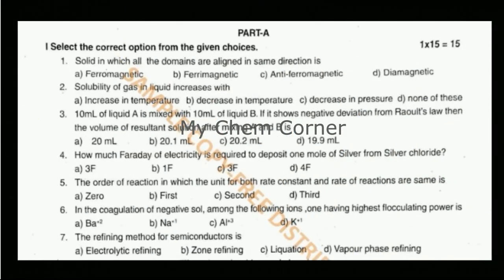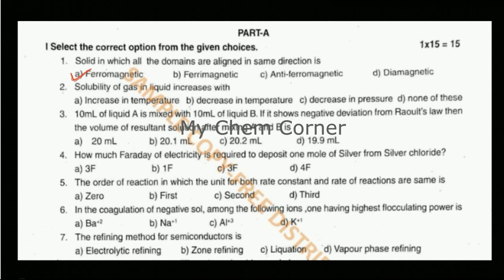Here, the next set of question paper, first question is: solid in which all domains are aligned in the same direction are called. In the solid state chapter, the last part of the chapter is all about magnetic substances, where they're talking about very simple things, definition, how the domains are arranged and an example under them. As long as you know the definition, you will know that it is ferromagnetic substances.